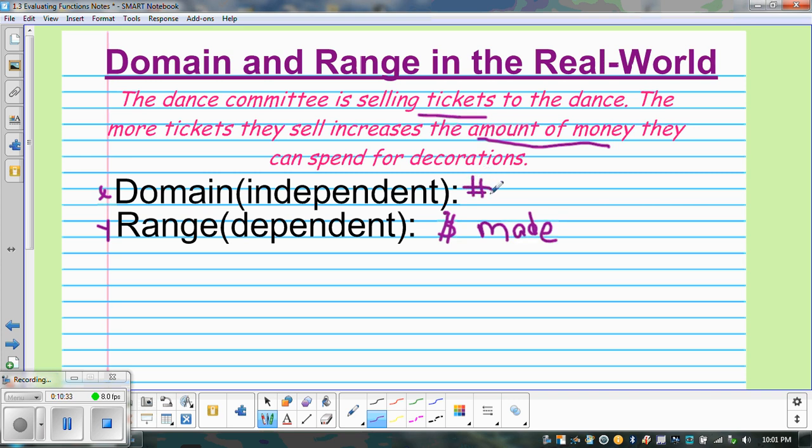So you are just simply identifying which one is independent and which one is dependent. I would like you to make sure that you are copying down not only the answers, but you are writing the short little problem here about the dance committee selling tickets. Then you're writing domain and calling it the number of tickets, and range, the amount of money made.